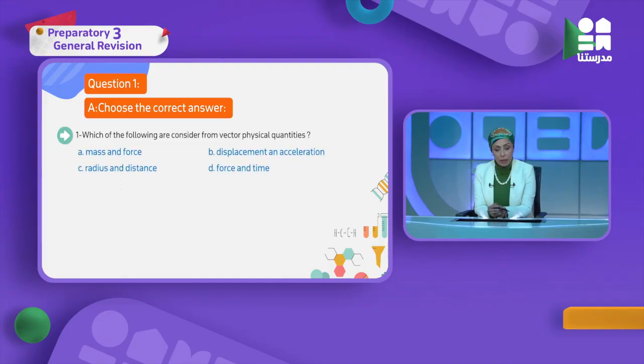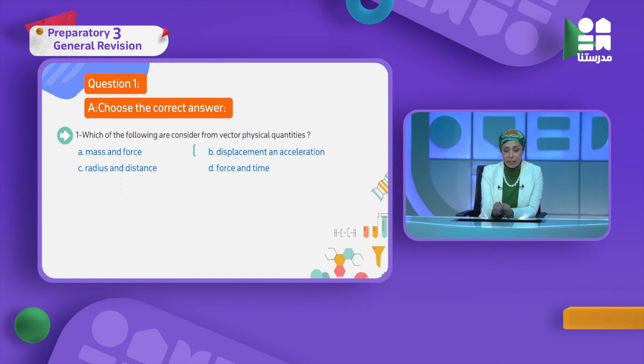Let's move to the next question, which is choose the correct answer. Which one of those is considered a vector physical quantity? Vector means it has direction and magnitude. Let's choose: mass and force, displacement and acceleration, radius and distance, or force and time. Which of them are vectors? I have to focus that both must be vectors because they are together. So the answer is displacement and acceleration.